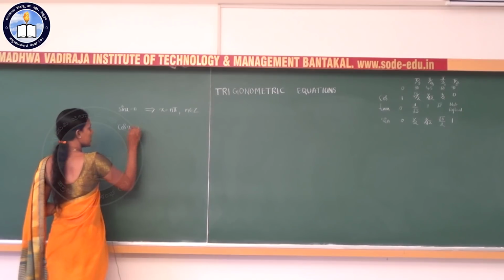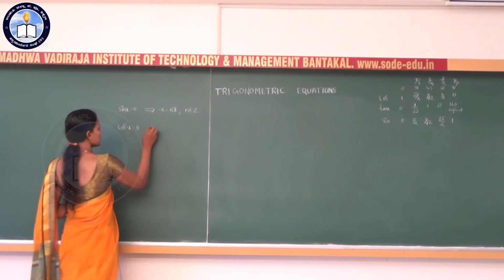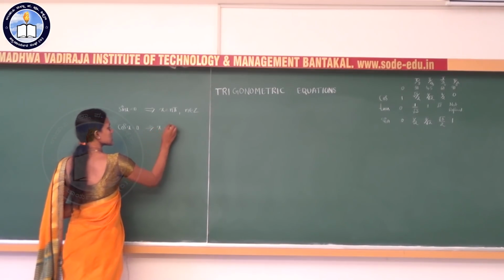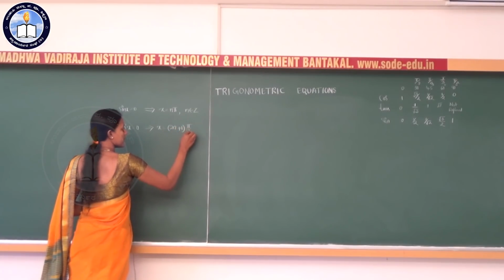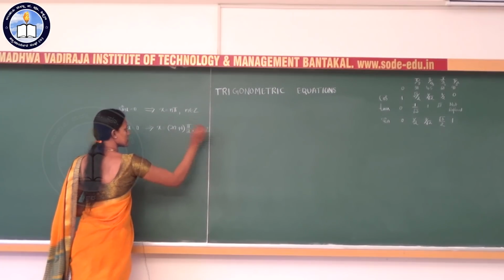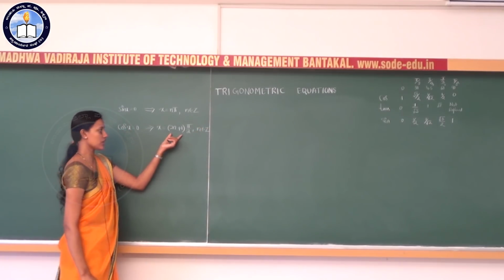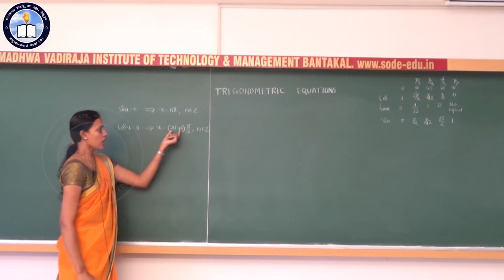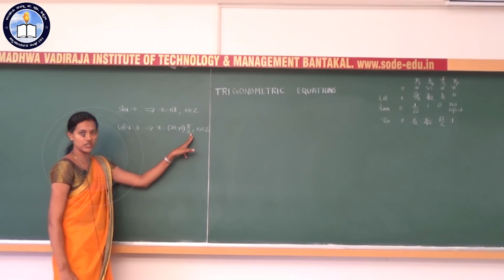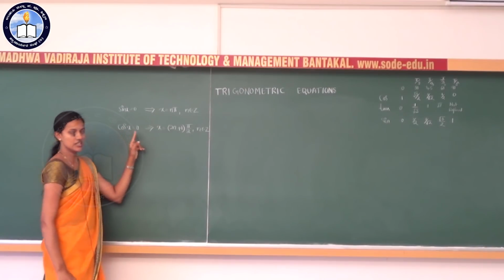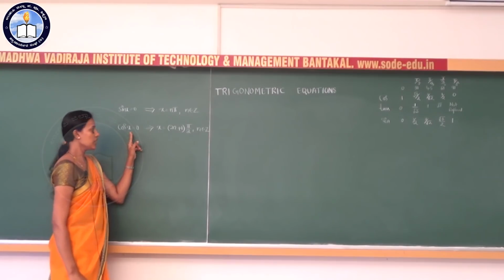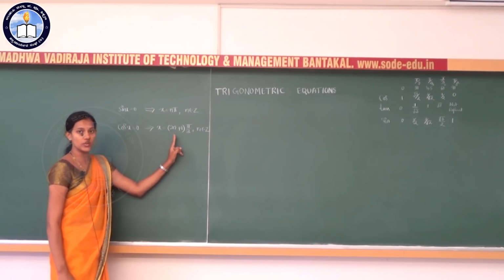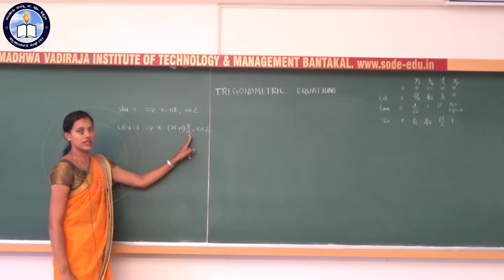Also, you have studied cos x is equal to 0 implies x is equal to (2n plus 1) into pi by 2, where n belongs to Z. 2n plus 1 in the sense of an odd number, an odd multiple of pi by 2. When x is an odd multiple of pi by 2, cos x is 0. So, cos x is 0 implies x is equal to (2n plus 1) into pi by 2.